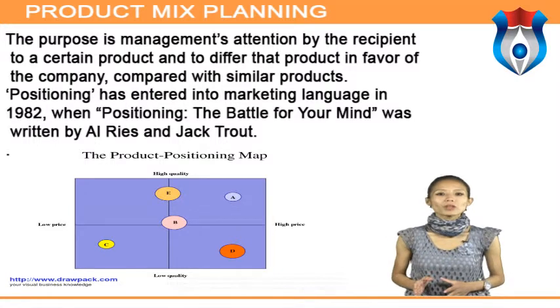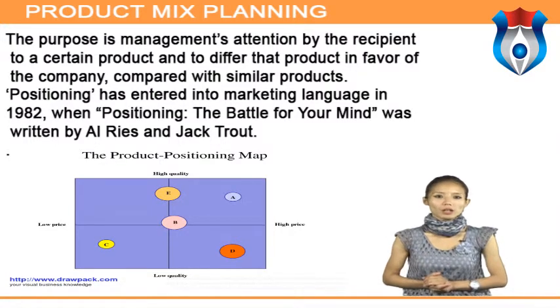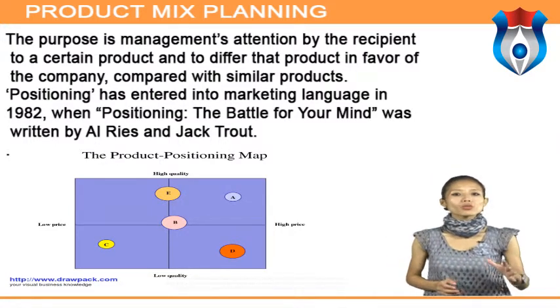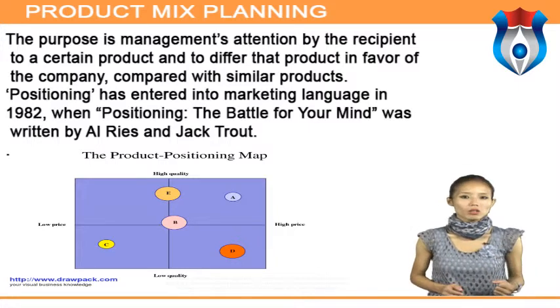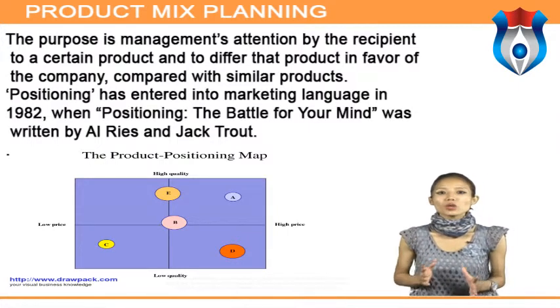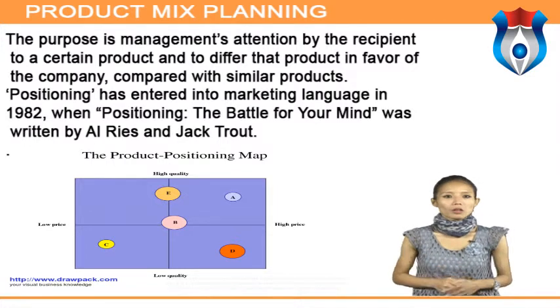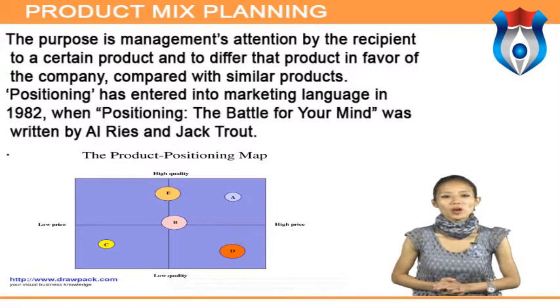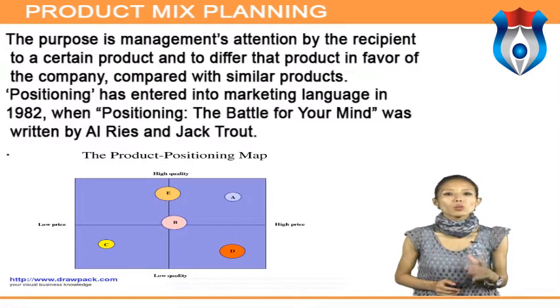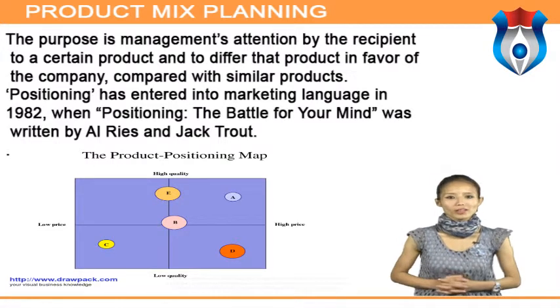Positioning is not something you do to a product. Positioning is something you do to the mind of potential customers. Volvo says, we produce the safest car. BMW is the ultimate driving machine and Porsche is the world's best small sports car.